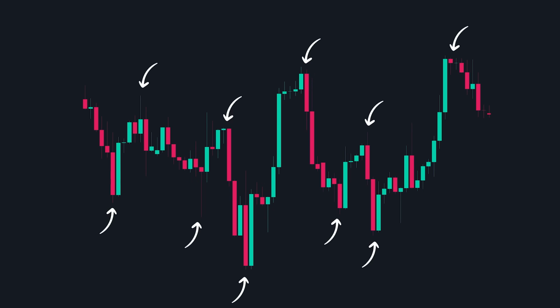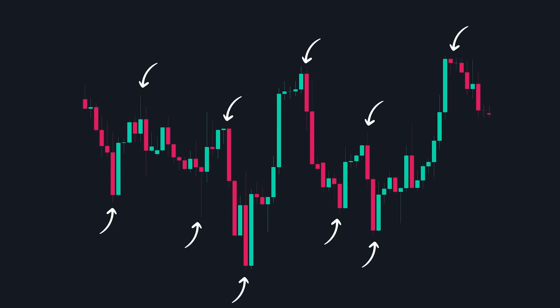Buyers and sellers keep taking control back and forth, so it's hard to tell who is winning. The market looks messy, with lots of sudden moves and fake breakouts. This makes it risky to trade, because the price can change direction at any moment. This is the kind of market where it's better to stay out and wait for clear direction.